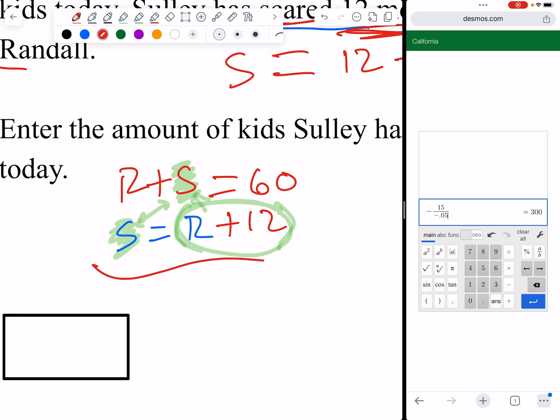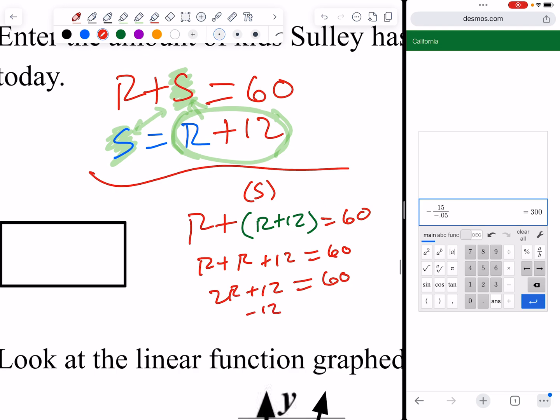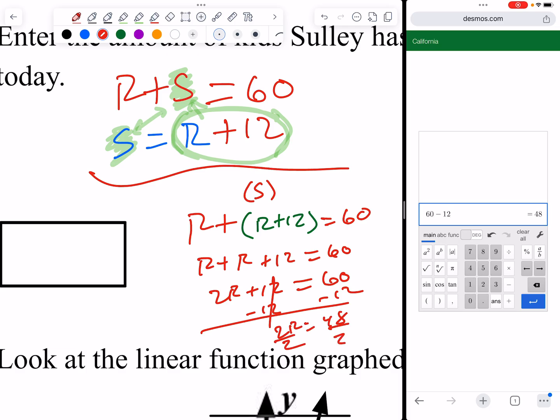So in other words, R plus my S, which is actually Randall plus 12, is equal to 60. Okay, so now that I have that, I can say R plus R plus 12 equals 60, or in other words, 2r plus 12 equals 60. So subtract 12, subtract 12. Let me double check. 60 minus 12 equals 48. So 2r equals 48, divided by 2, divided by 2.